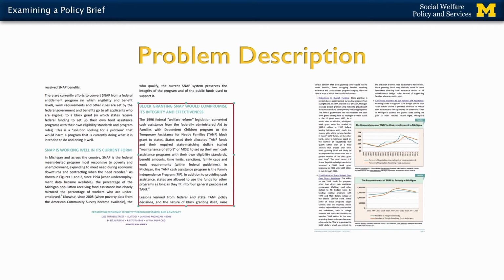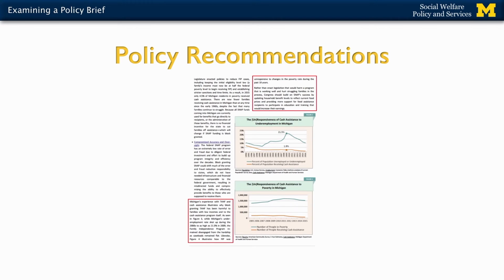On this slide, we take a look at the problem description. The area highlighted in red and then the graphic to the right is the entire problem description for this policy brief. In addition to describing the problem, it also provides background on previous policies that have affected our current state of affairs. For example, they give a brief detail about TANF and how that's impacted the SNAP program. On the right side, you can see a couple of charts that provide some helpful information as you analyze the problem.